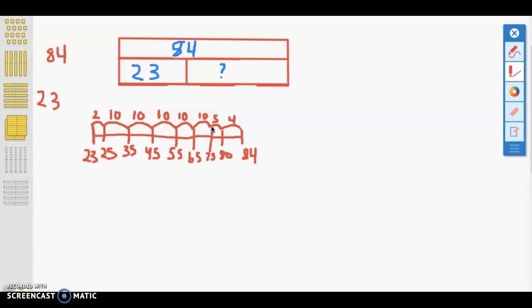So I'm going to skip count by 5, which takes me to 80. And I know I've got to get to 84, so I'm just going to skip count by 4 now. 80 and 4 gives me 84.